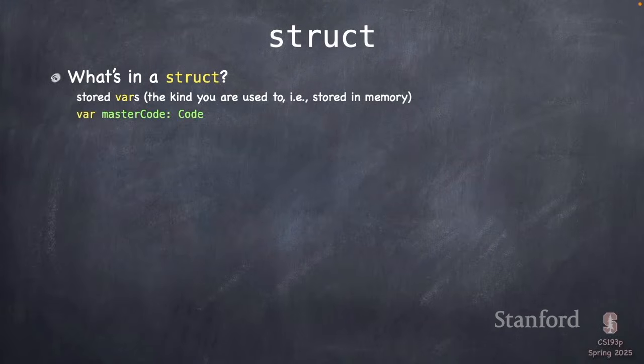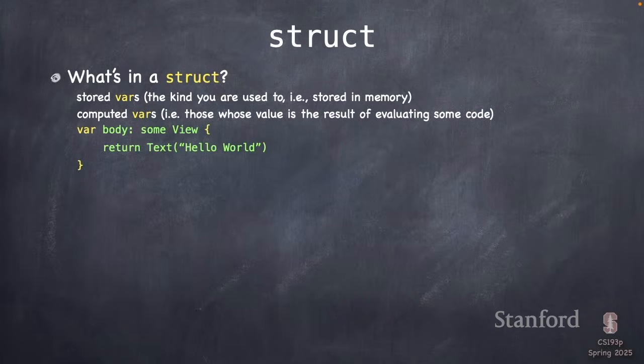Now, we're pretty familiar with struct. We already know that struct can have stored vars, and we don't see it a lot in views. When we do have stored vars in views, we have to mark them with @State. But you can imagine in our model, our CodeBreaker game, we're going to have a var somewhere, which is the master code for our game, for example. That would just be a var in a struct somewhere. We also can have computed vars. Of course, var body is a computed var. We have all kinds of computed vars in structs.